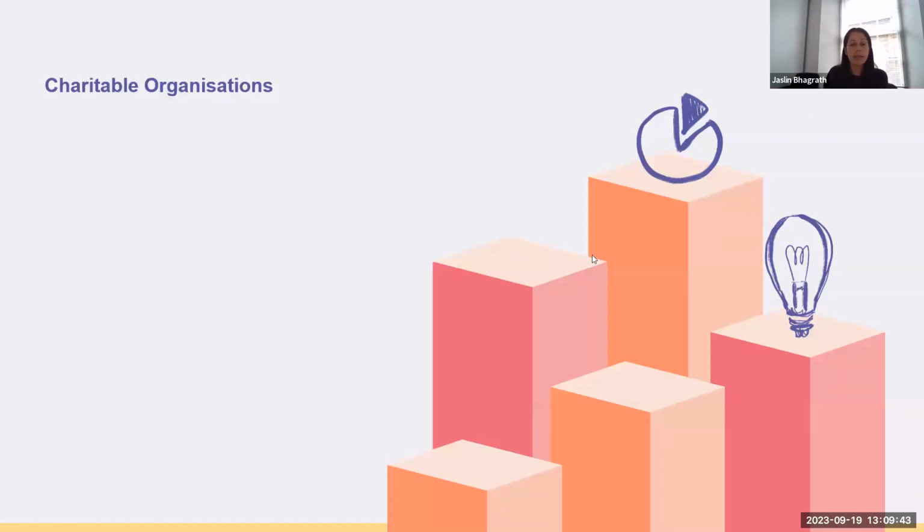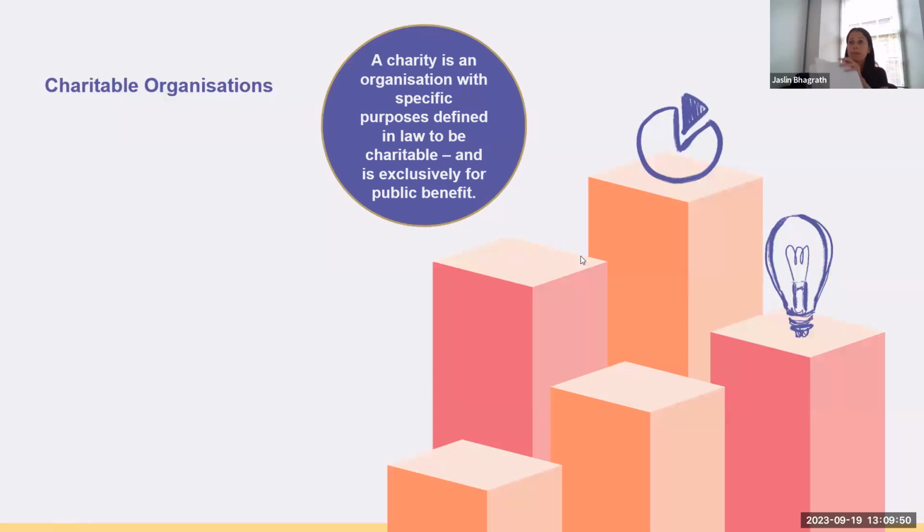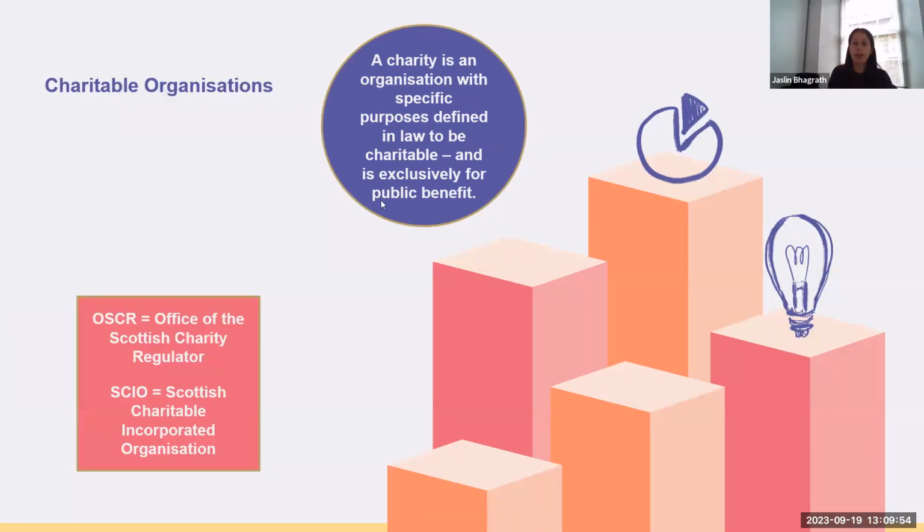So a quick run through of the different types of charitable organisations that exist. Kind of touched on that already. So a few abbreviations that I'll probably use throughout this presentation. For those of you who don't know, OSCR is the Scottish Charity Regulator, and that is who all Scottish charities must report to.